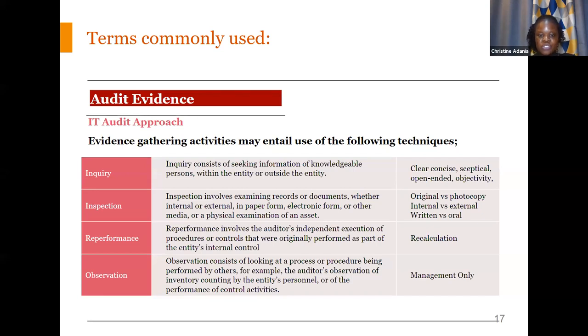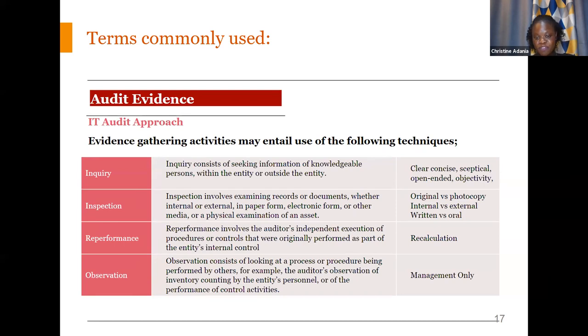Then we have reperformance, which involves the auditor's independent execution of procedures that were originally performed as part of the entity's internal control. This is usually used for mathematical calculations or computations that are done by someone or by the system. So on a certain day, let's say A plus B plus C will give you D. That's what the auditee is telling you. If under those same conditions, you do your addition of A plus B plus C, does it give you D? If it gives you E, you have to follow up and say, okay, I've done it the same way you have done it. How is it possible that I have come up with totally different conclusions from what you have come up with?